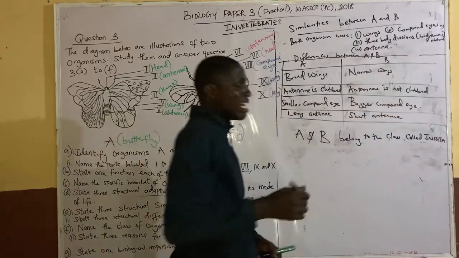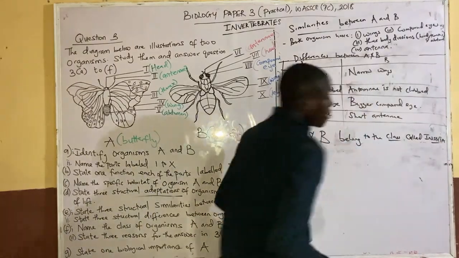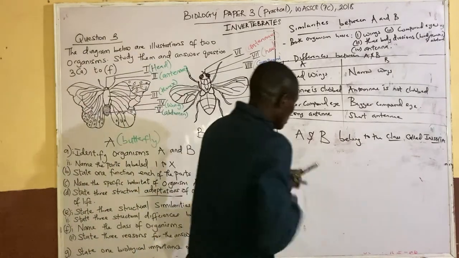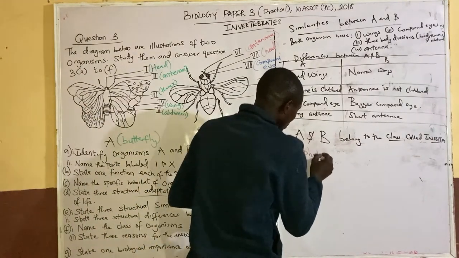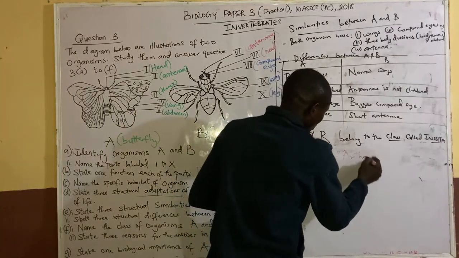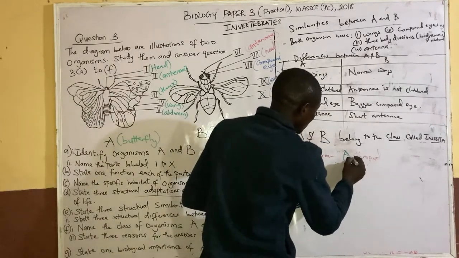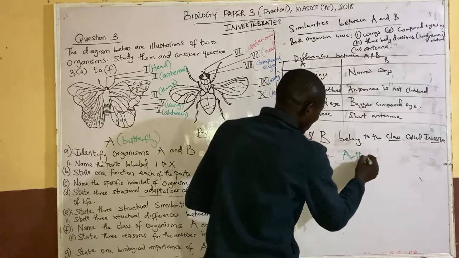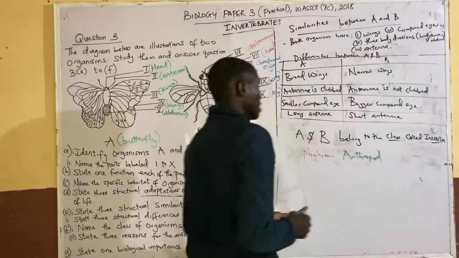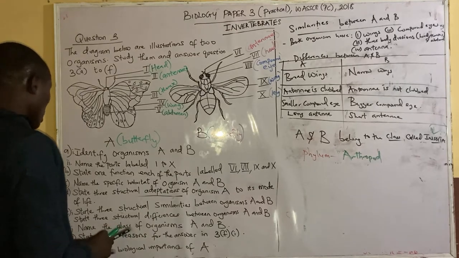But if they ask what phylum it belongs to, the class is Insecta and the phylum is Arthropoda. They didn't ask it, but I just want you to know that the phylum is Arthropoda. Why the class? Because they are asking us the class now. So the class is Insecta.